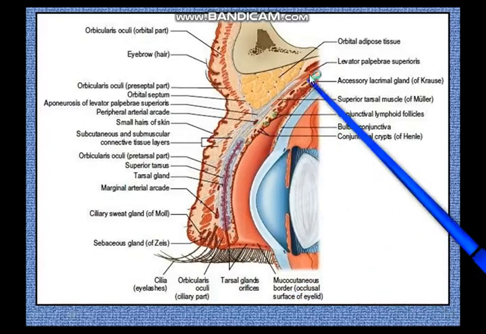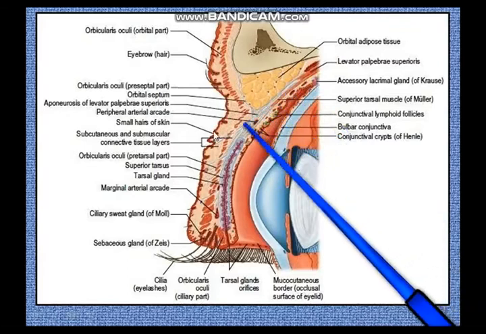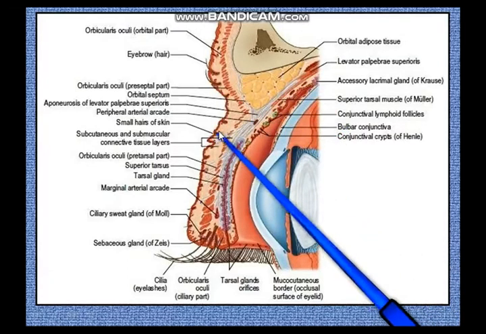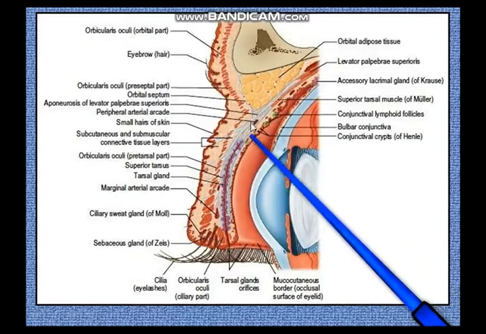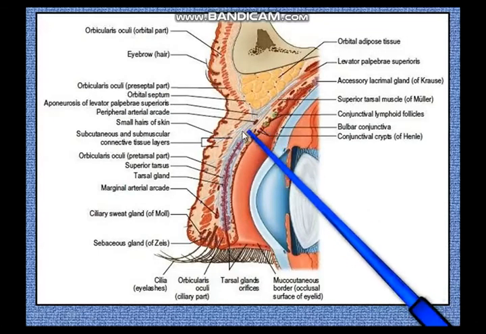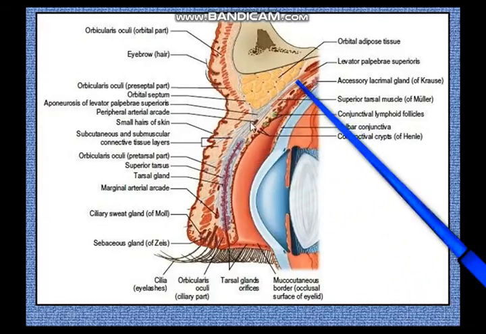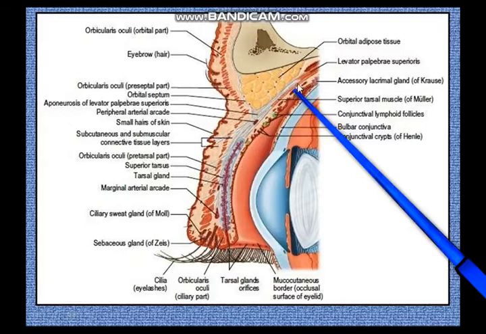So this levator palpebrae superioris aponeurosis, part of it goes through the orbicularis oculi into the subcutaneous tissue over here, part of it blends with the orbicularis oculi, part of it is attached to the tarsal plate over here, and part of it is also attached to the conjunctival fornix over here. So there are many extensions of this levator palpebrae superioris aponeurosis.